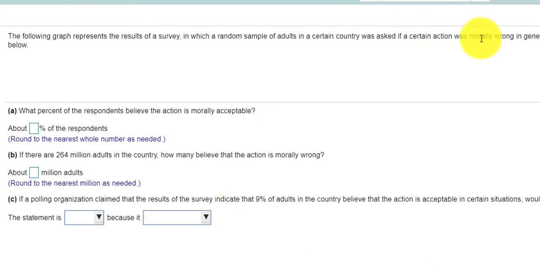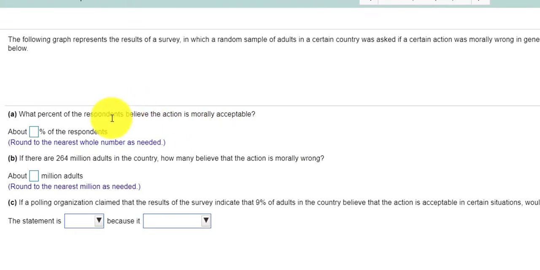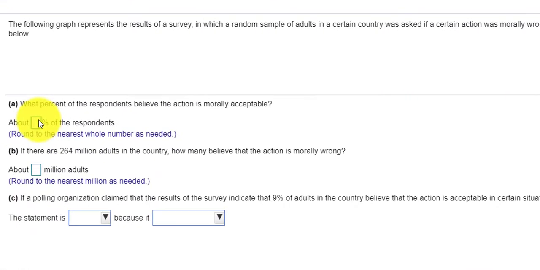Okay, so for number 8, it looks like we have a graph, and it says a sample of adults in a certain country were asked if a certain action was morally wrong in general. So this tells you the percentage of people that thought the action was morally acceptable, morally wrong, or depends on the situation. What percentage of the respondents believe the action is morally acceptable? So this looks like 40, 50, 60, 70, 70%. Right, so that was morally acceptable.